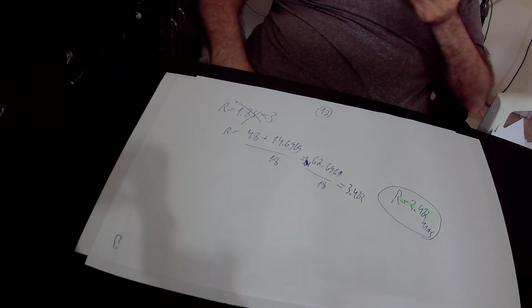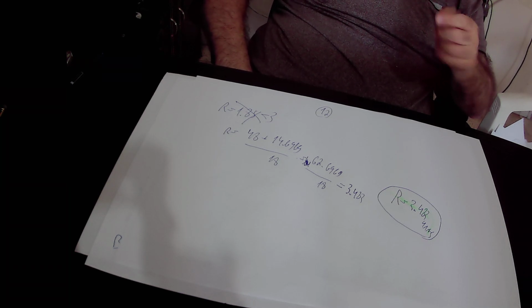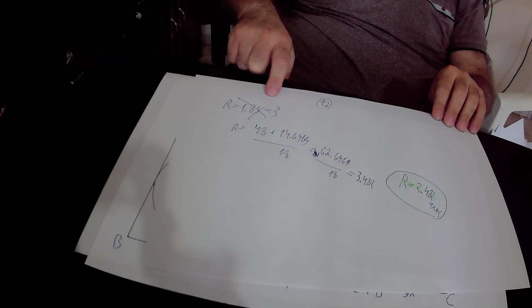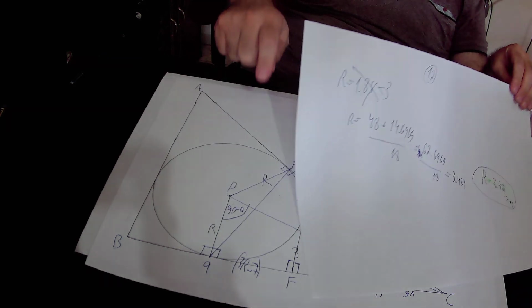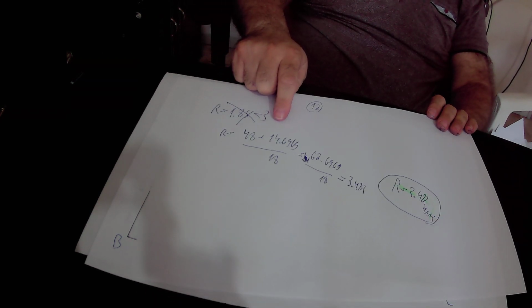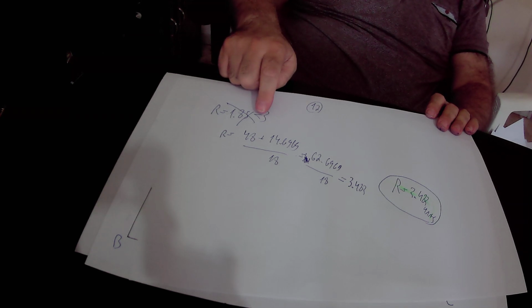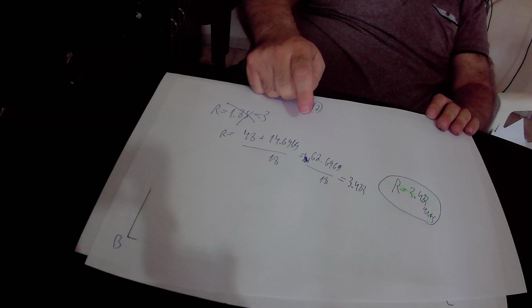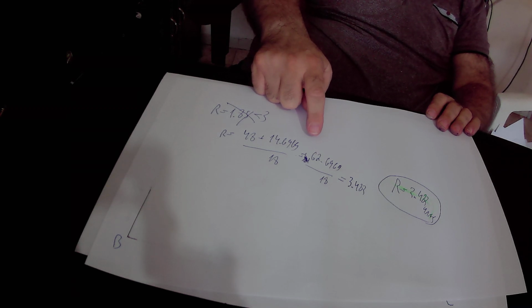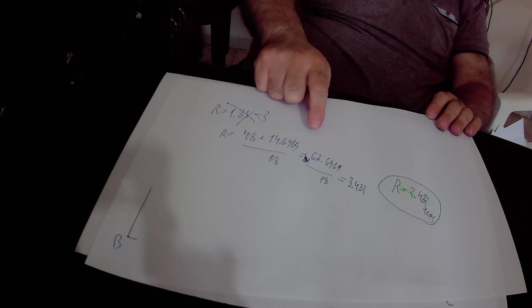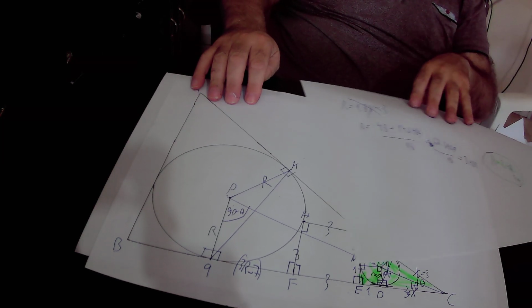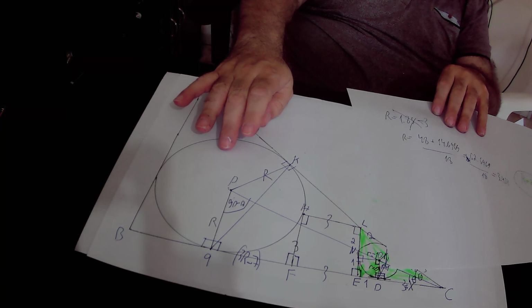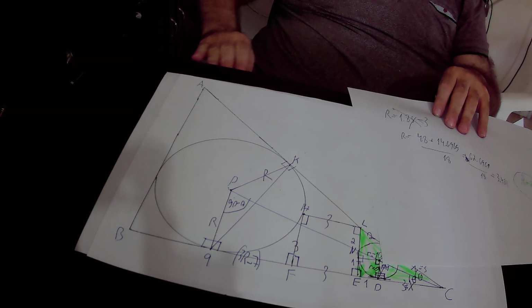But because we found out that the radius of the big circle cannot be less than 3 units, and 1.85 is less than 3 units, we cancel that solution and are left only with the second solution, that the radius of the big circle is equal to 48 plus 14.6969 over 18, which is 3.483 units. So in conclusion, the radius of the big circle, capital R, is equal to 3.483 units. Okay, thank you very much.